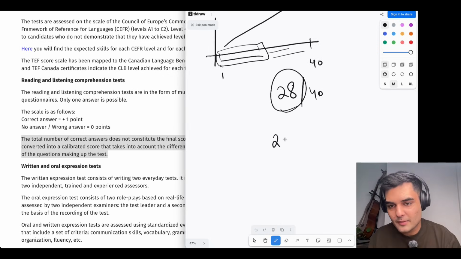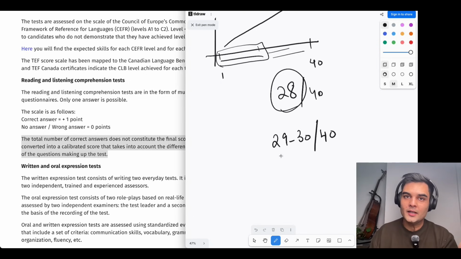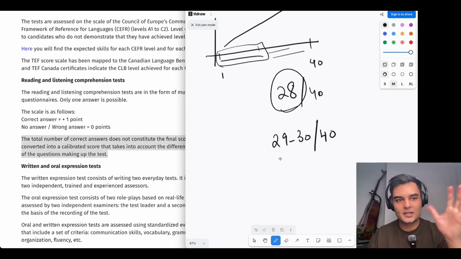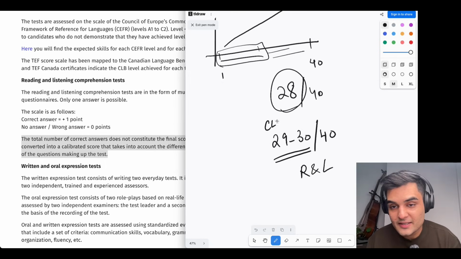Which I recommend is being at around 29 to 30 out of 40. This is a safe range. Sure, you can score 28 as well. If more answers are correct from the last 15 to 20 questions, then sure, you'll get a high score for that, and you can even score 27 or 28 and still get CLB 7. That is also possible, but a good range to be at is 29 to 30 out of 40 in reading or listening, whichever one you want to focus on, or both of them. This is for CLB 7.